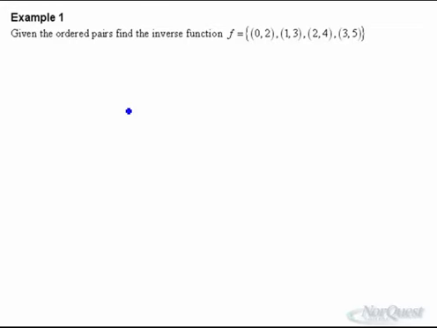Hello everyone, welcome to the very last unit of the course and obviously the last lesson of the unit. What we're going to do is look at inverse functions in this final lesson.